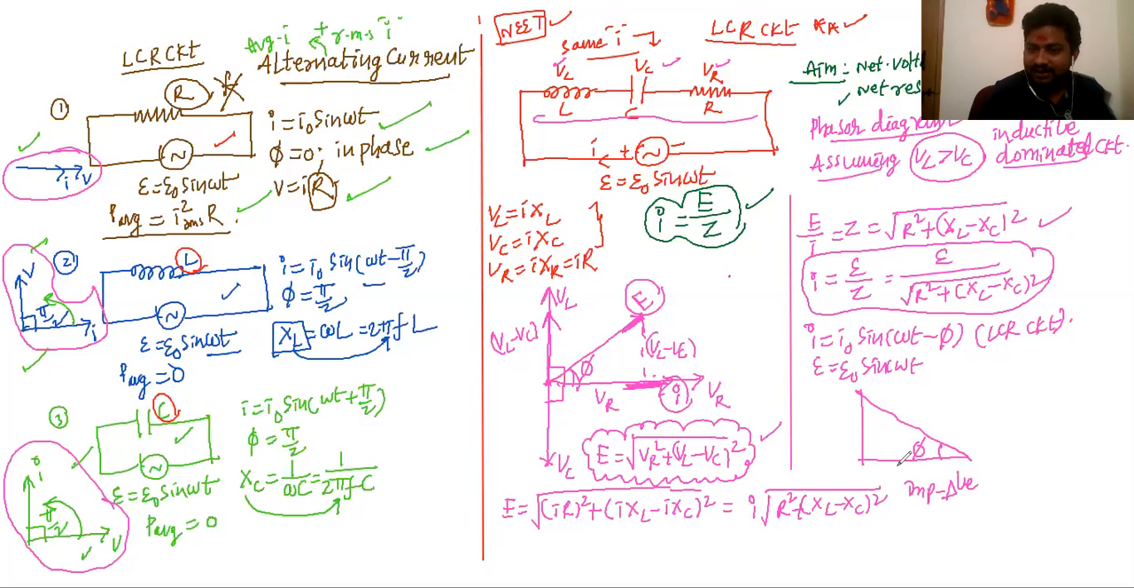So this is VR, just the adjacent side. The opposite side is VL minus VC, and this is E. Now from this triangle, I can write tan phi. Tan phi is VL minus VC divided by VR. The same can also be written as XL minus XC divided by R, because in terms of resistances we have written.